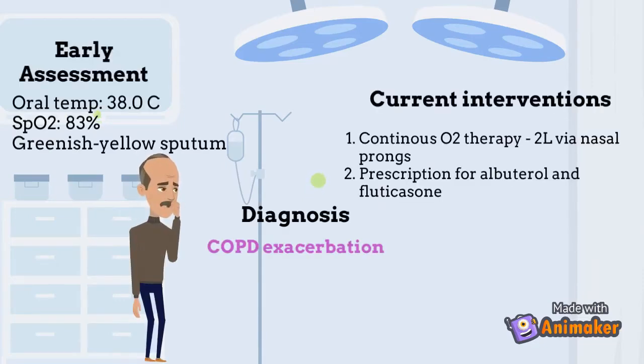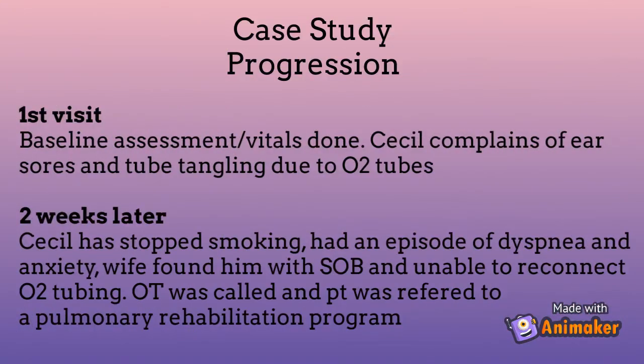Our early assessment of the patient showed that he had a high oral temp of 38 degrees, an SpO2 rate of 83%, and was coughing up greenish-yellow sputum. This led to the diagnosis of COPD exacerbation, and current interventions are continuous O2 therapy at 2 liters via nasal prongs and new prescriptions for albuterol and fluticasone for his COPD.